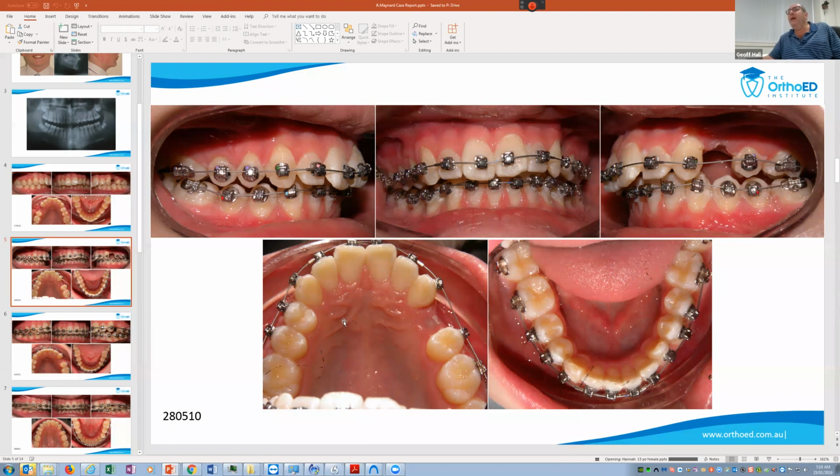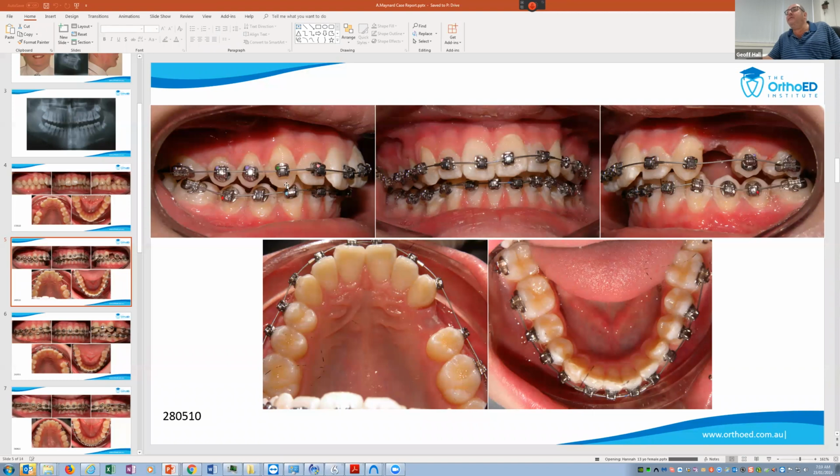And today I would have put the 0.014 nitinol in. These are the Ormco Damon self-ligation brackets, and they're fine, but I don't believe they're as good as what I call the active self-ligation brackets in the finishing stages of treatment.